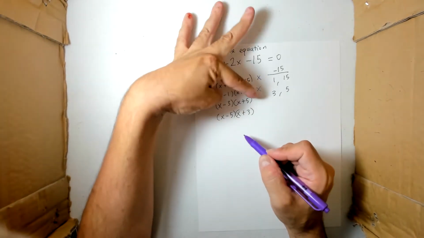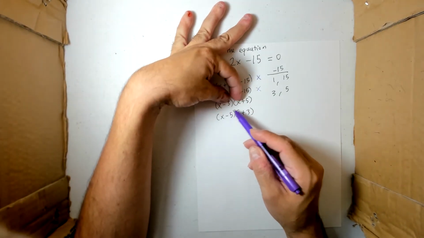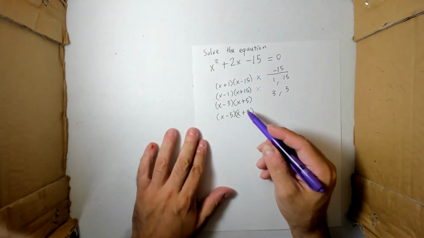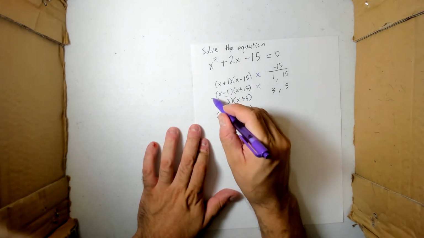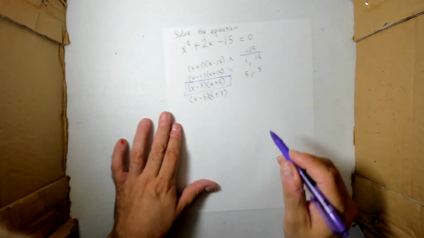Here, I would have x times 5, that's positive 5x. Negative 3 times x, that's minus 3x. 5x minus 3x, that's positive 2x. Aha. This is our factorization. Okay.